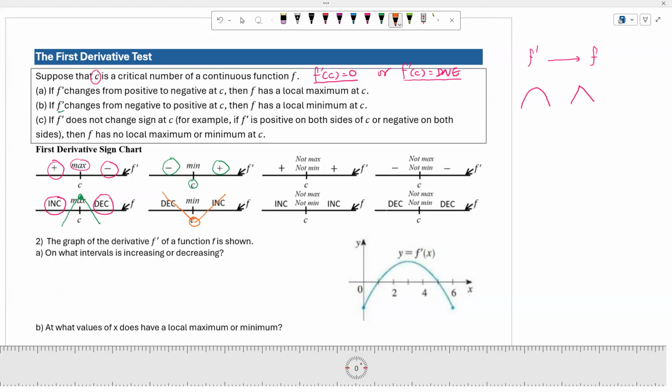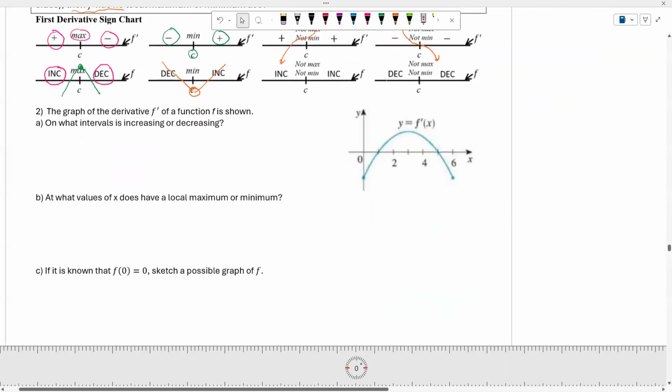Of course, if f prime does not change sign at c, then f has no local maximum or minimum at c. Basically, it means the function is increasing and then increasing, or decreasing and then decreasing. So we have no local max or min at c.